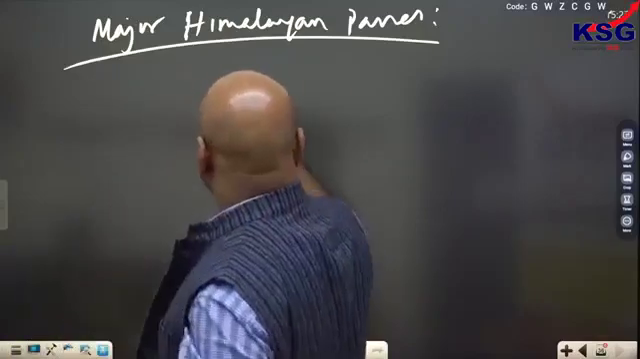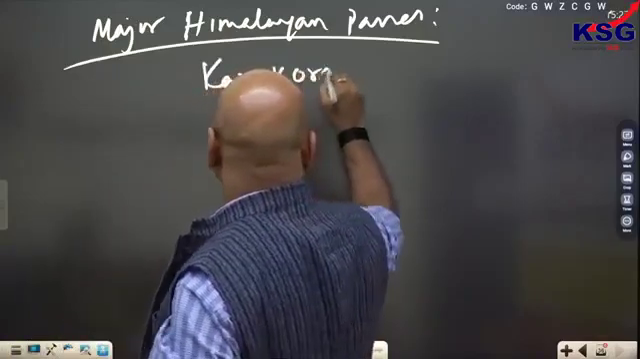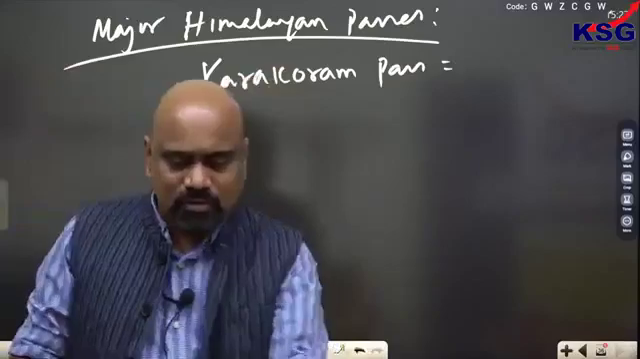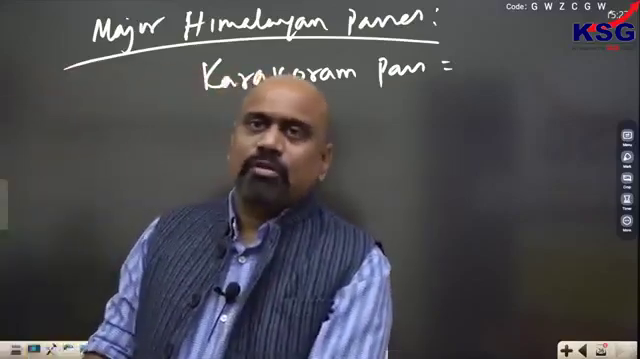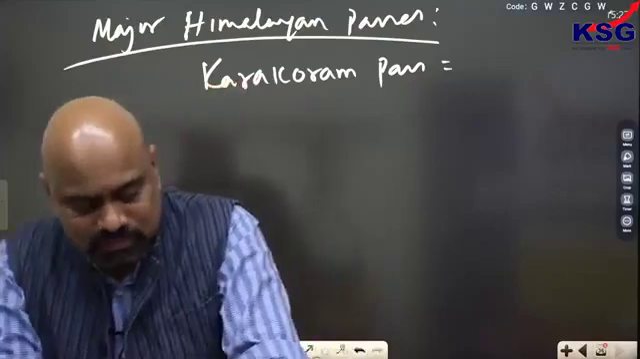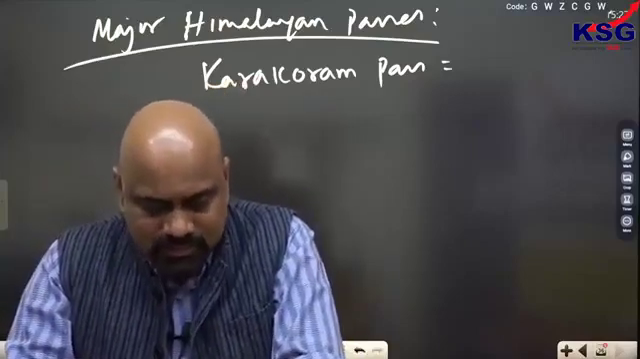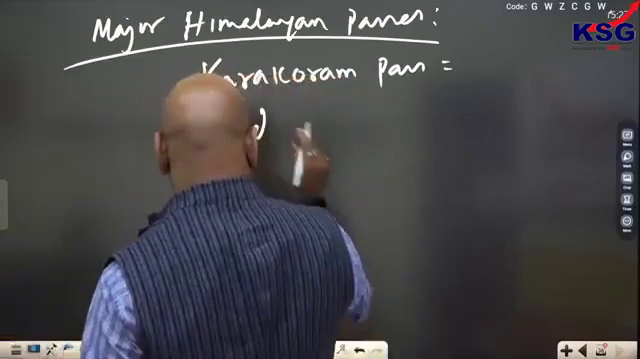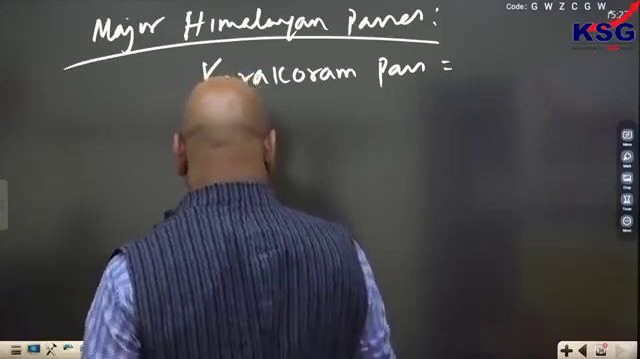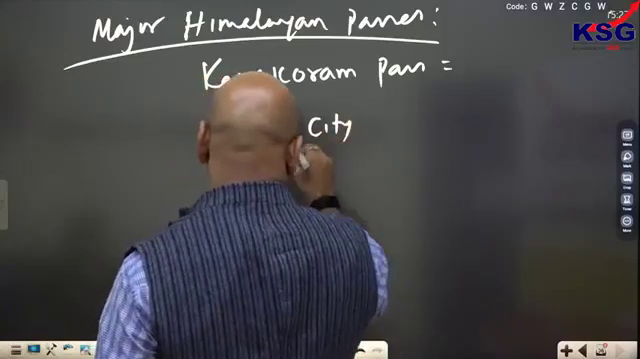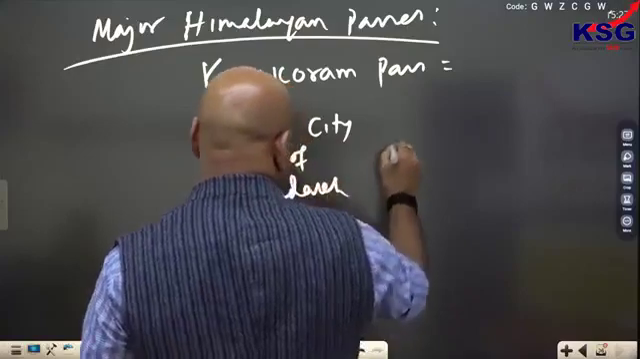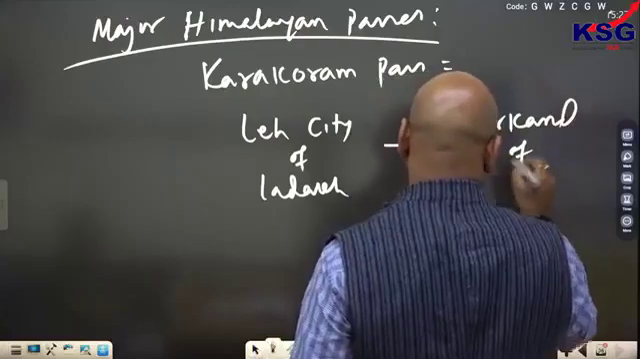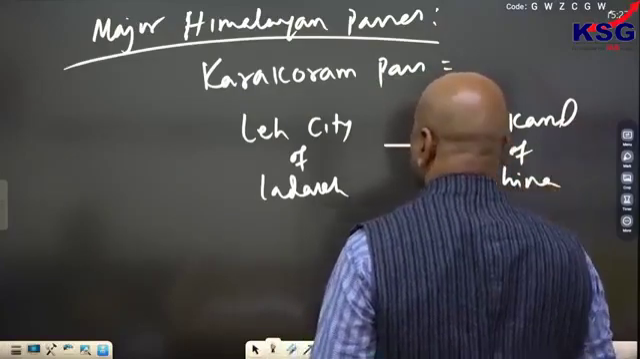काराकोरम पहले देखते हैं. काराकोरम पास, can you see it? Can you look at this in your atlas please? काराकोरम, देखिए आप काराकोरम कहाँ है? Karakoram pass, Karakoram mountain, can you see? It is connecting Ladakh, Leh city with Yarkand in Tarim Basin. Leh city of Ladakh है. Leh city of Ladakh with Yarkand of China. Tibet region.